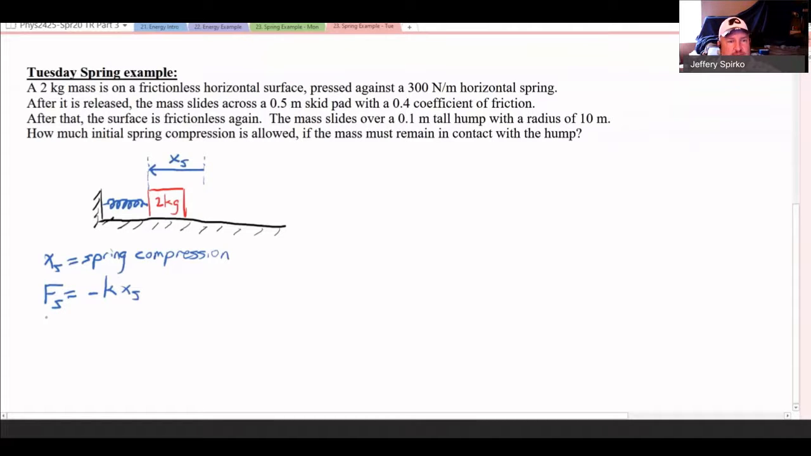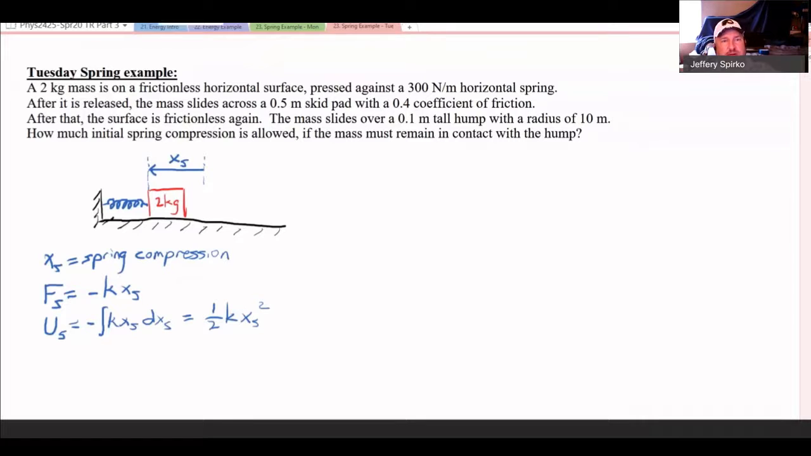And the other thing we know about springs is they provide a potential energy function, U sub s, which is minus the integral of k x sub s dx sub s. And that turns out to be 1/2 k x sub s squared. We could add a constant, but we don't care about the constant. And that's what we are going to care about in our situation, the 1/2 kx squared.